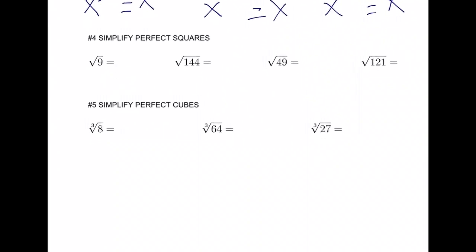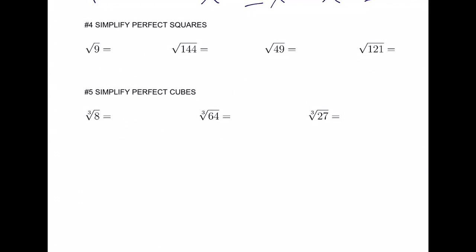Number 4, simplifying perfect squares. All of these are perfect squares, which means there exists a number that when you multiply it by itself, you get what's underneath the radical. For the square root of 9, there are two possible answers. You can get 3, which you're probably more familiar with, or negative 3, because also negative 3 times negative 3 gives you 9. A better way to write this is with the plus minus symbol. This represents the same thing, a positive 3 or a negative 3, but there's less writing.